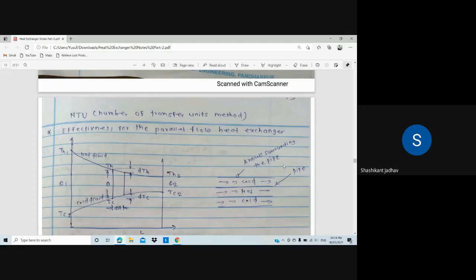Q मॅक्स कधी असणार आहे? ज्यावेळेला टेम्परेचर डिफरन्स मॅक्झिमम असणार आहे. हीट एक्सचेंजरमध्ये 4 टेम्परेचर असतात: हॉट फ्लुइडचं इनलेटचं, हॉट फ्लुइडचं आउटलेटचं, कोल्ड फ्लुइडचं इनलेटचं आणि कोल्ड फ्लुइडचं आउटलेटचं. सर्वात जास्त टेम्परेचर हॉट फ्लुइडच्या इनलेटला असते आणि सर्वात कमी कोल्ड फ्लुइडच्या इनलेटला असते. तर हा मॅक्झिमम टेम्परेचर डिफरन्स असणार आहे.